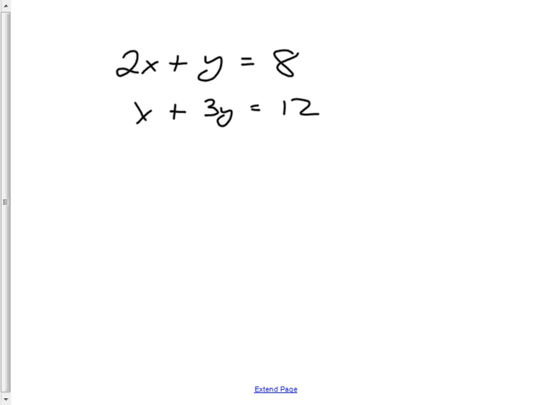Okay, today it is day 3 of higher algebra review, and the first thing I want to teach you is how to tell where two lines intersect. 2x plus y equals 8, and x plus 3y equals 12. Would you please write those two down?